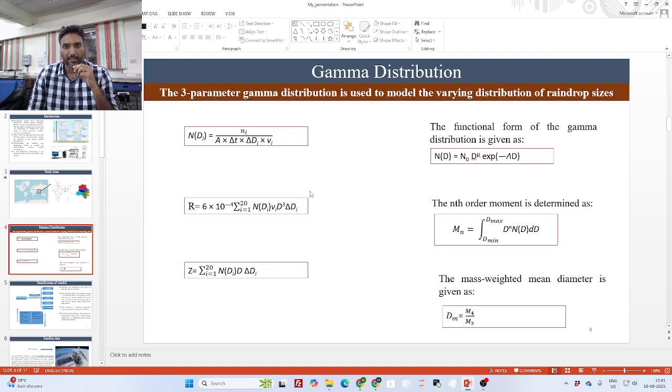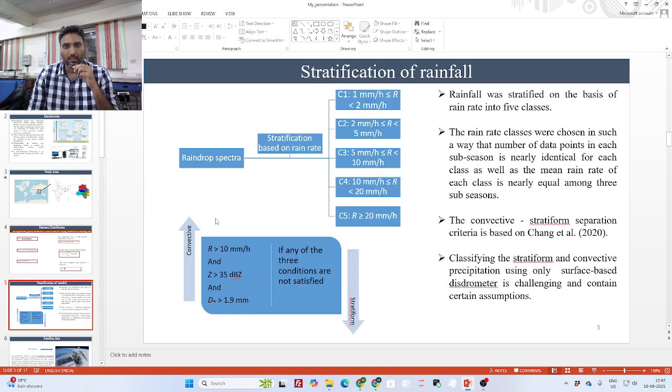We have applied the gamma distribution to the RSD. Gamma distribution is a 3-parameter distribution, and this is the functional form of the gamma distribution. We have to apply moments, and this is a general formula for moments. Given these moments and this functional form of gamma distribution, you can calculate the various parameters such as Dm using some formulas.